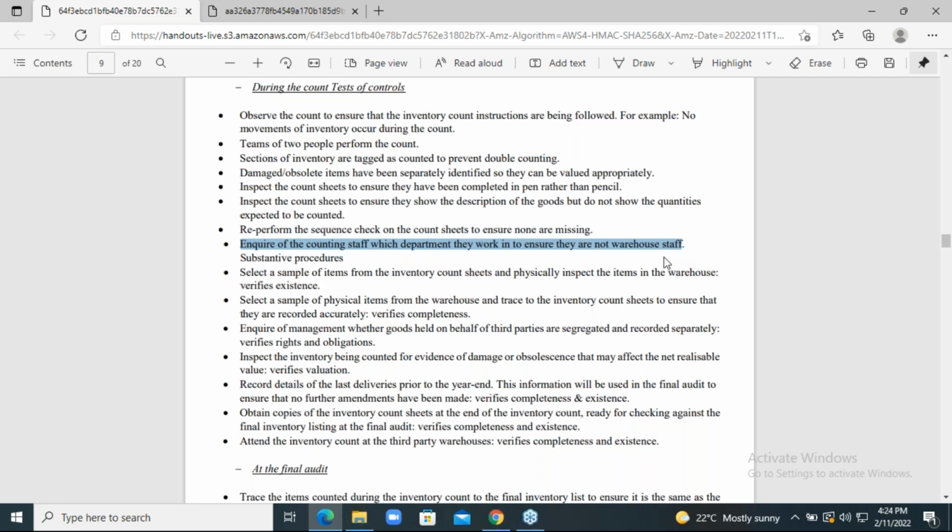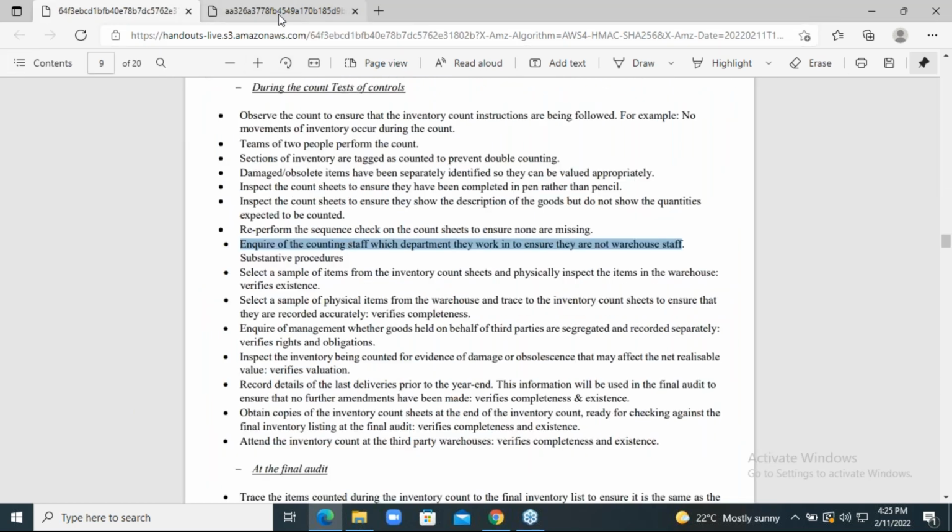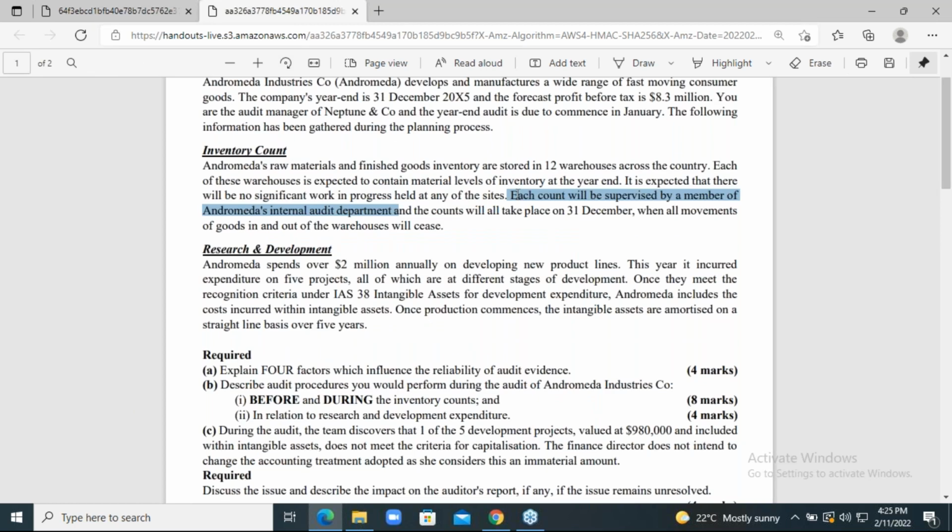Now, whether you would write this procedure or not, under exam condition, they are claiming that each count will be supervised by a member of Andromeda's internal department. Means he's not from warehouse. So yes, you are going to apply this procedure. Why? Because this is a claim by the organization that we are not going to use any member of the warehouse department, rather we are going to use internal audit department. This is their claim. We cannot rely on their statements. We are going to apply our own procedures.